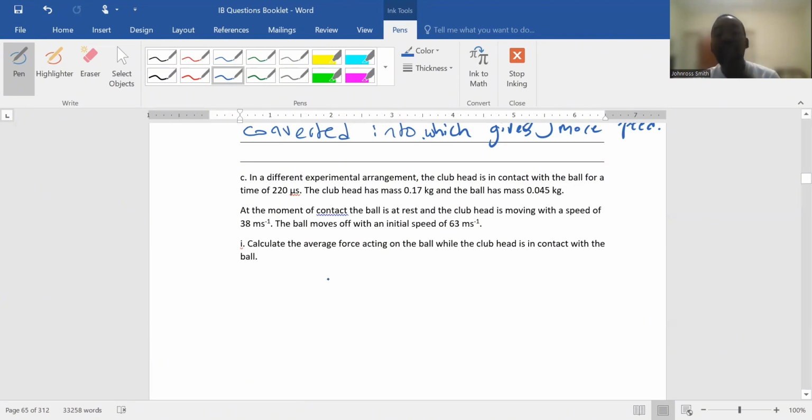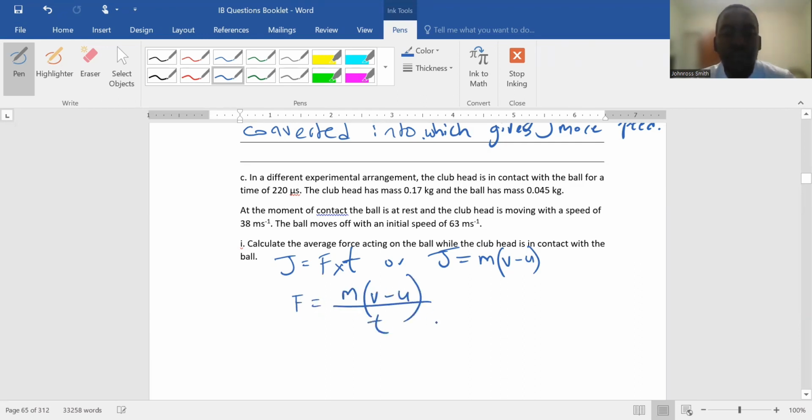So this is from a previous topic that we have done, which is called impulse. And we know that impulse is equal to force times time, or impulse is equal to change in momentum. So we want to know what's the force. So in order to know the force, we would have to find impulse, or we can just combine both equations together. That gives us that change in momentum over time gives us the force. All right. Now, this is the force acting on the ball while the club head is in contact with it. So the club head is providing a force.